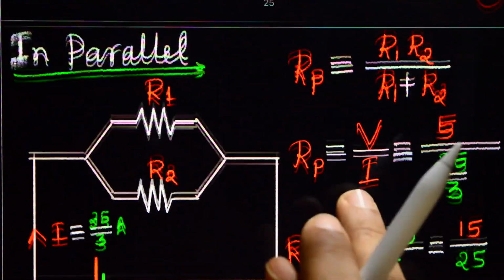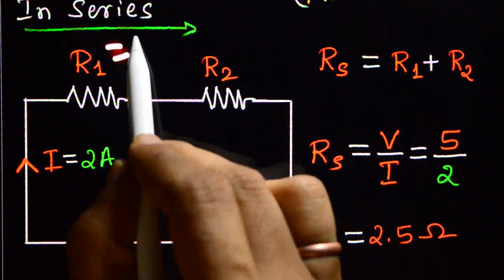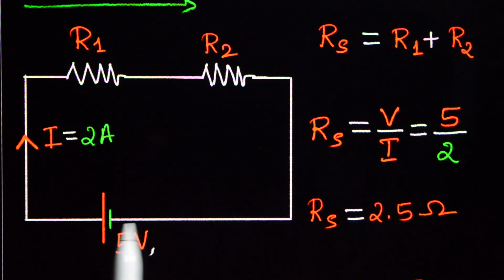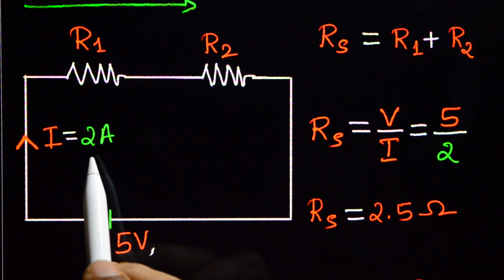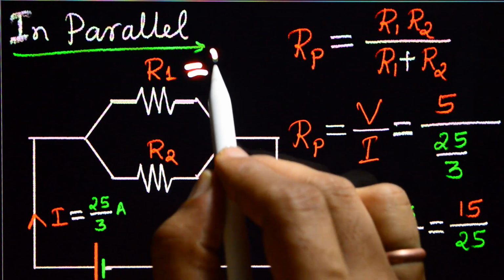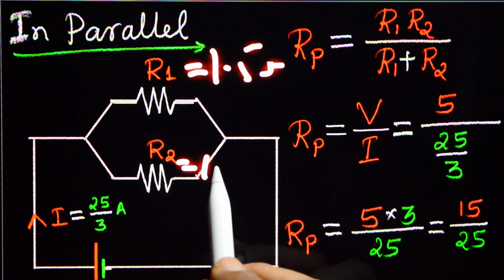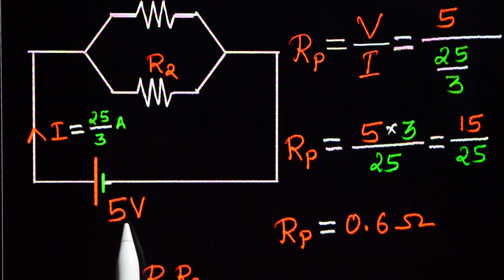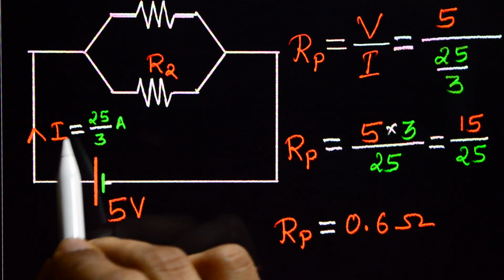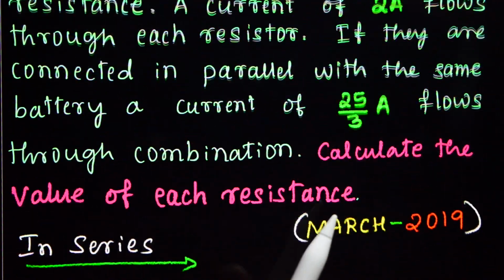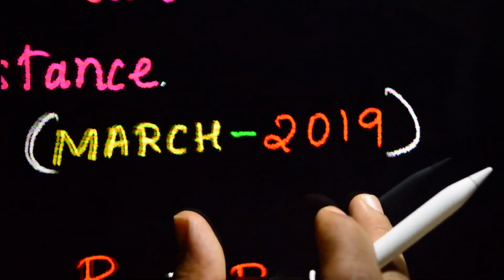What does this mean here? When you connect 1.5 and 1 ohm resistors in series across this battery, 2 ampere current flows through it. And when these two resistors are connected in parallel, that is R1 is 1.5 ohm and R2 is 1 ohm, across this cell or battery of 5 volt, the main current in the circuit becomes 25 by 3 ampere. Okay, this is our 5 marks numerical, March 2019.